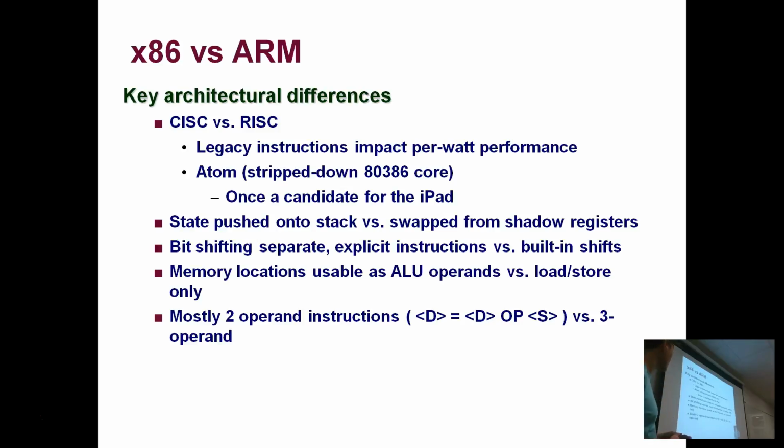Okay, so to summarize, key architectural differences of x86 versus ARM: CISC versus RISC, legacy instructions being supported at the expense of per-watt performance. An example of Intel going towards the ARM market is the Atom processor, which they stripped down from the 386 core. They tried to strip all the cruft away and ship that as a more power-friendly Intel CPU. This was once a candidate for the iPad, but then it got scrapped. I guess they didn't do quite a good enough job.